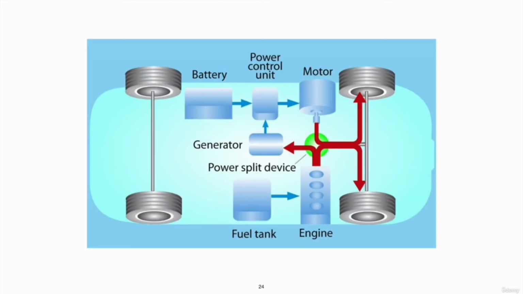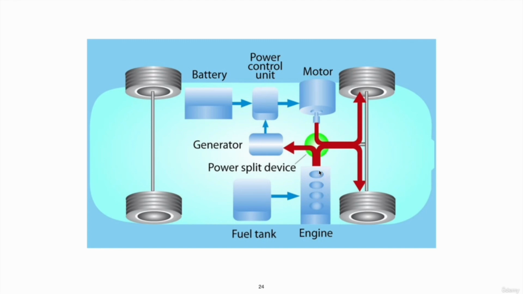So this is a picture which helps us to get knowledge about THS, which is the Toyota Hybrid System. This is our front wheel drive. This is our IC engine, fuel tank, power split device, generator, and PCU, the power control unit, which has the inverter and converters. Then we have the motor, then we have the battery. So here you can see the arrows.